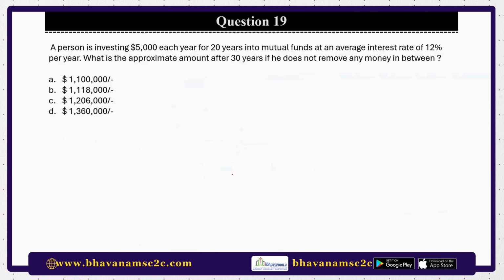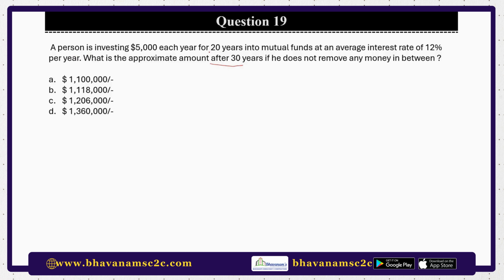Most probably you won't be asked these kinds of questions. But just in case, I want you to be ready for even the worst kind of questions that you may encounter within the exam. All right? Okay, so this is that next level question. Once again, a person is investing $5,000 each year for 20 years into mutual funds at an average interest rate of 12% per year. What is the approximate amount after 30 years if he does not remove any money in between? So this says that whatever investment is done, he doesn't remove a penny till 30 years.